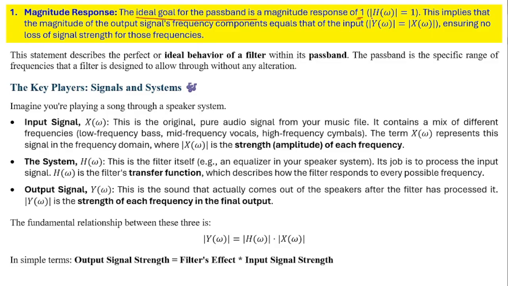That means modulus of H of omega should be equal to 1. Okay, so what does this imply or signify? This implies that the magnitude of the output signal's frequency components is equal to that of the input components. Why is it coming?